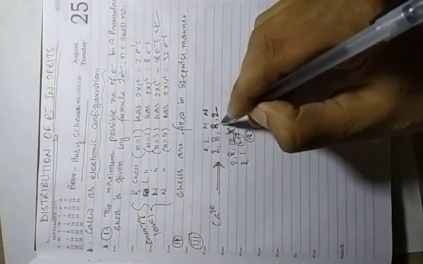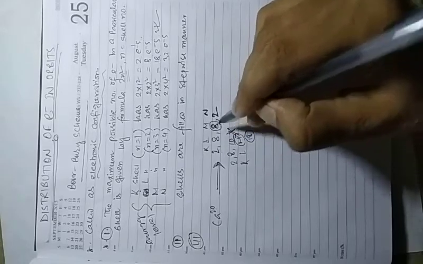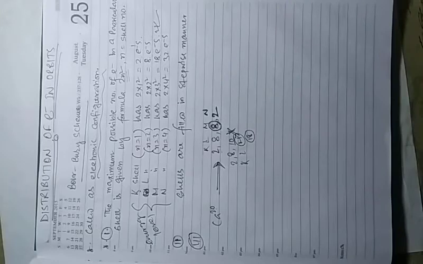So why does this happen? Why can the outermost shell of an atom not accommodate more than 8 electrons? Students, that is because of the octet rule. You know that all the noble gases have an octet, 8 electrons outside. That's why, if the electronic configuration is near about 8, the atom gains extra stability.